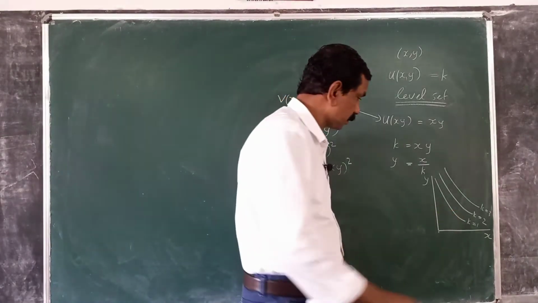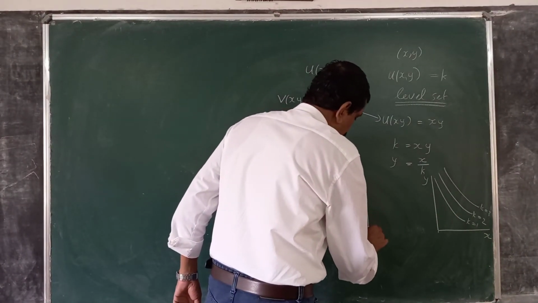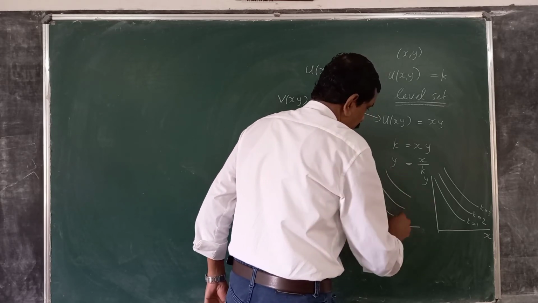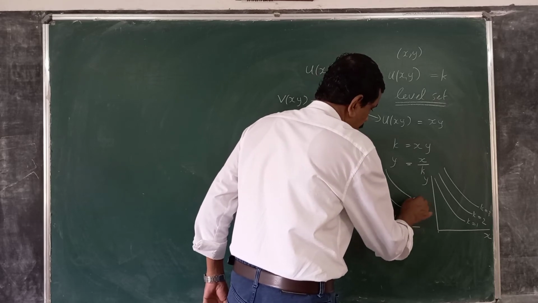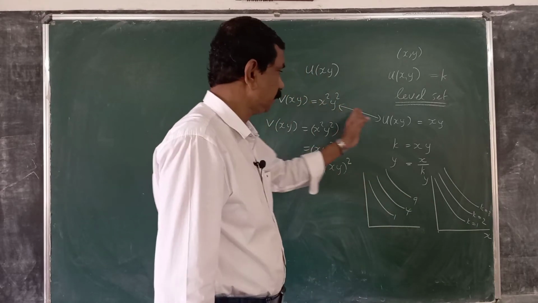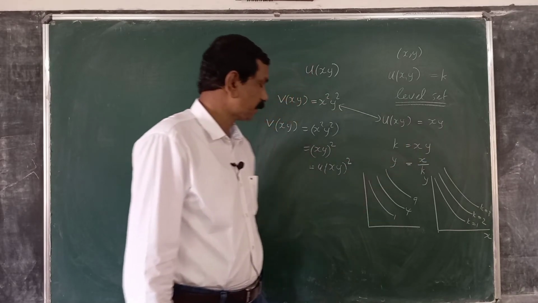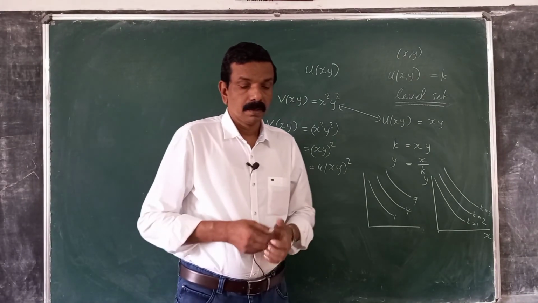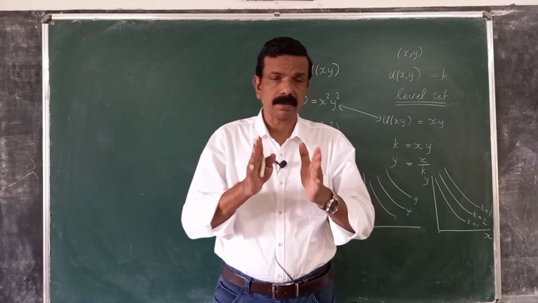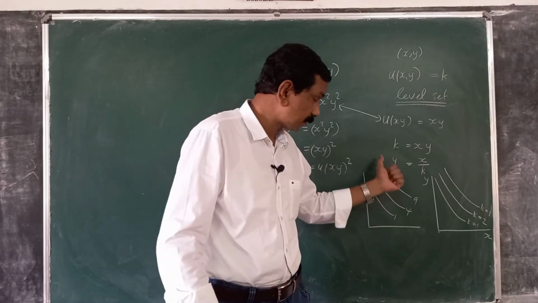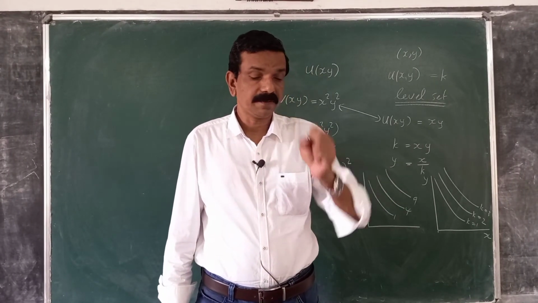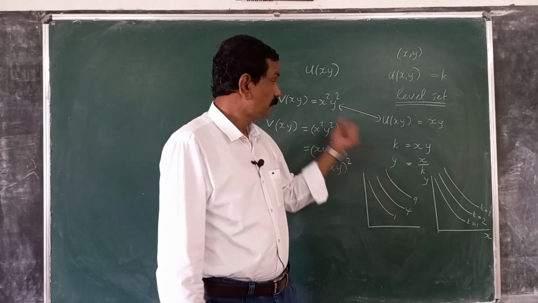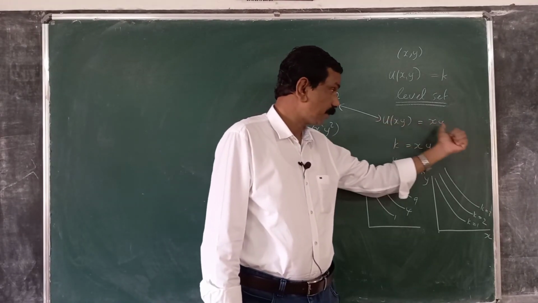In the original case it is 1, 2, 3. In the new case it will be 1, 4, 9, because V(x,y) is the square of U(x,y). That is it. So the shape of the indifference curve will be identical. The only difference is the labeling is different. Also remember this, V(x,y) is a monotonic transformation of U(x,y).